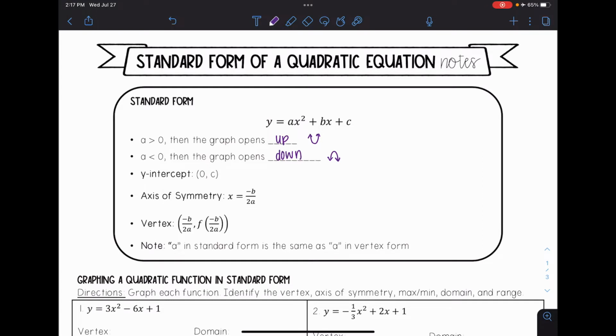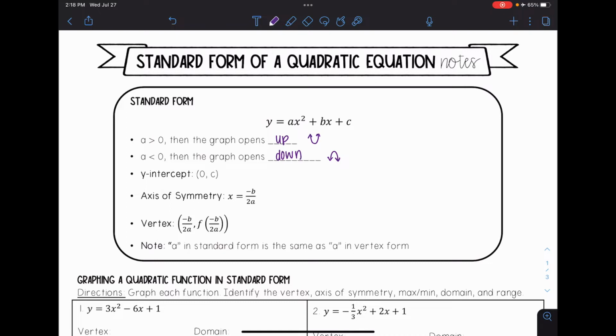Our y-intercept, or in other words, where our graph crosses the y-axis, is going to be the point (0, c). So whatever that last number is on our equation. Our axis of symmetry is going to be x equals opposite of b over 2a.